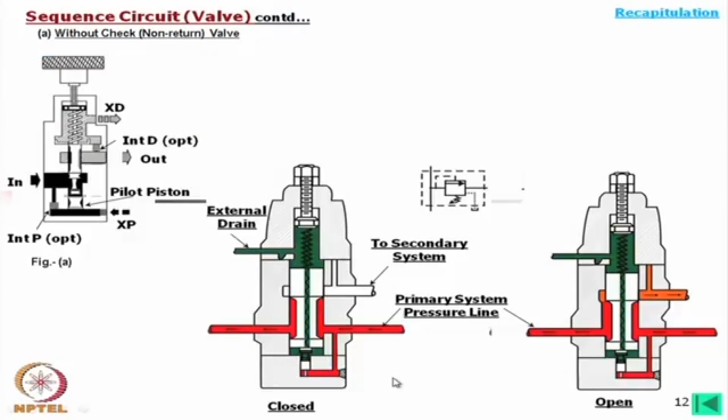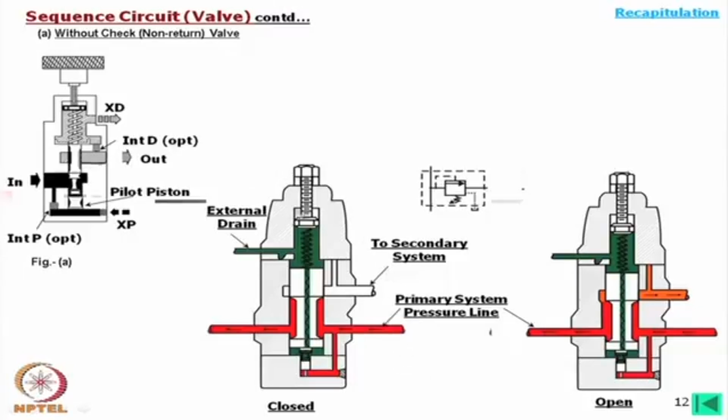Now, how does this valve look like? This is the sequence circuits. As you find that the oil is coming in and oil is going out through this valve, and then this is the pilot pistons through which it can be opened also externally. Say for example, this signal is there, then this will open and this oil will go. Otherwise, if there is a certain increase in pressure, this will open and this oil will flow out.